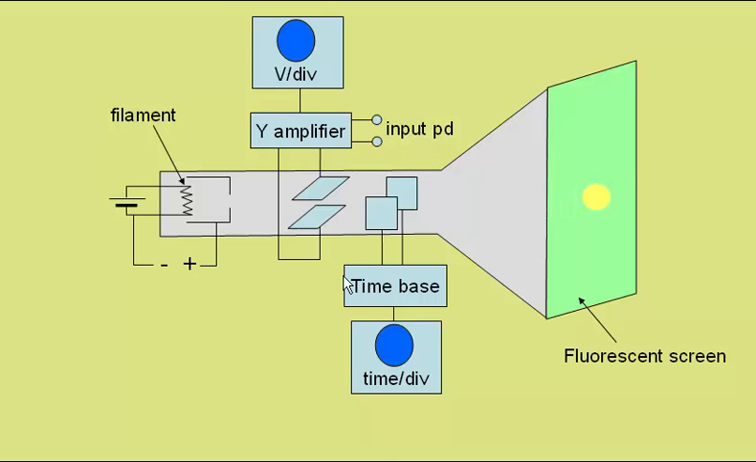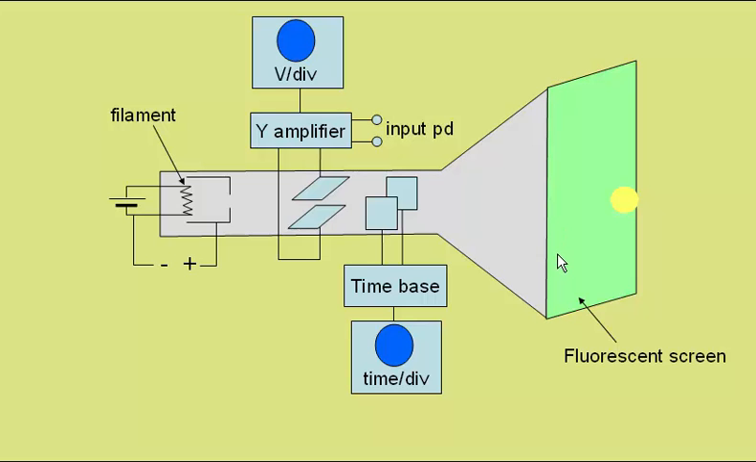Now to examine the operation of these plates. If we make the top plate positively charged relative to the bottom plate, it will draw the dot up the screen like this. Reversing the charge on the plates would draw the dot down the screen. An alternating PD across these plates would cause the dot to go up and down and up and down. Combining an alternating supply across these plates with the operation of the time base would give a motion of the dot something like this.